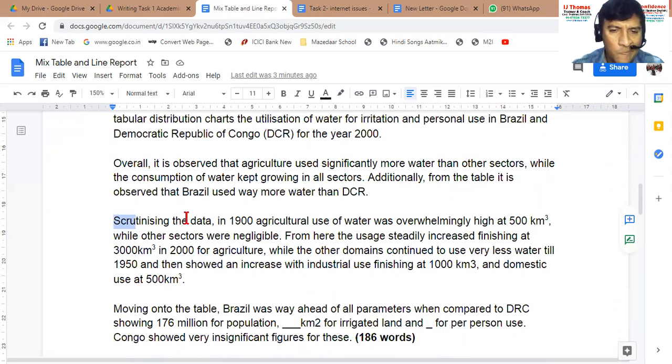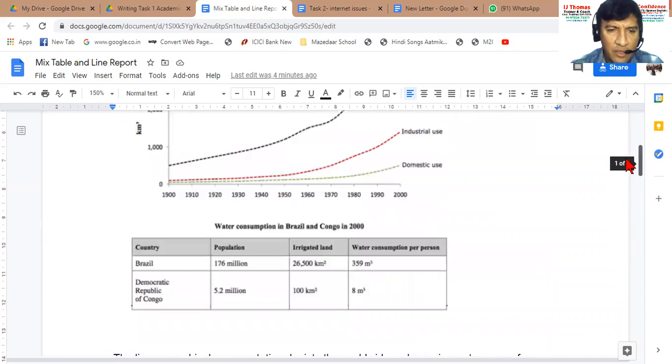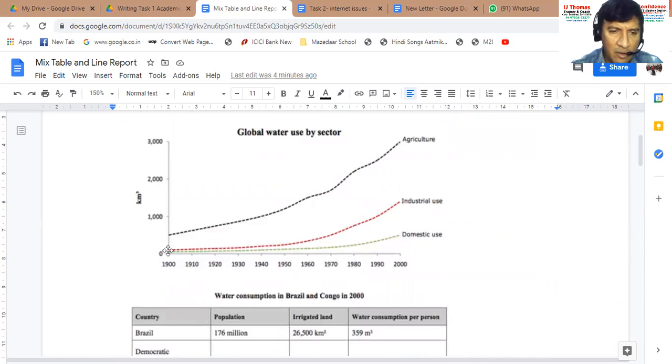In 1900, agriculture use of water was overwhelmingly high at 500 cubic kilometers, while other sectors were negligible. Now you see how I'm contrasting. So we are saying that this was extremely high at 500, while the others were negligible. Don't you agree? Here it almost reached 500. Here it's zero. There was hardly any use.